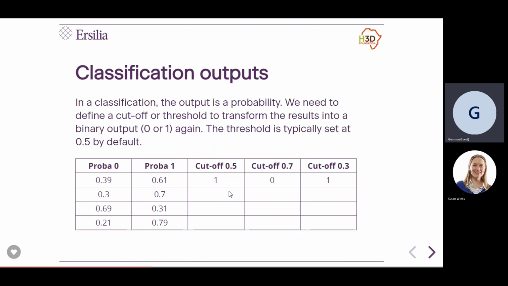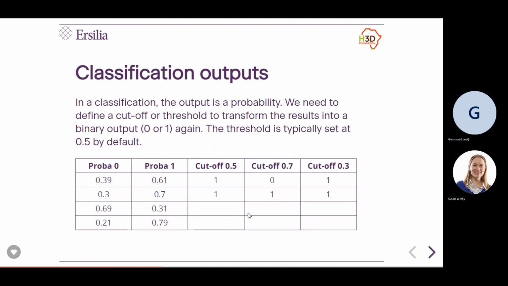Okay, I see both answers. So 0 or 1? Cutoff at 0.7. That's a tricky one. In this case, let's say it's cutoff larger or equal to 0.7. Okay. And with a cutoff of 0.3. Okay, let's see what Gemma was thinking.